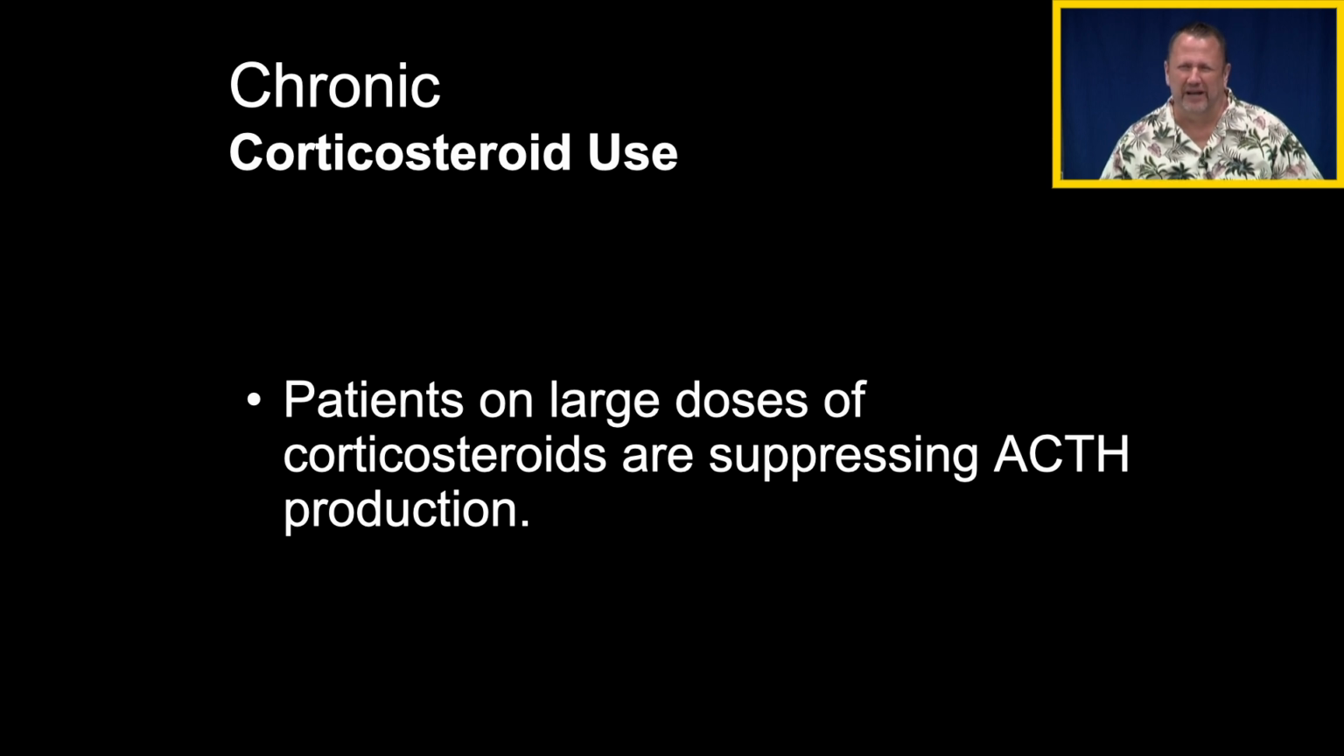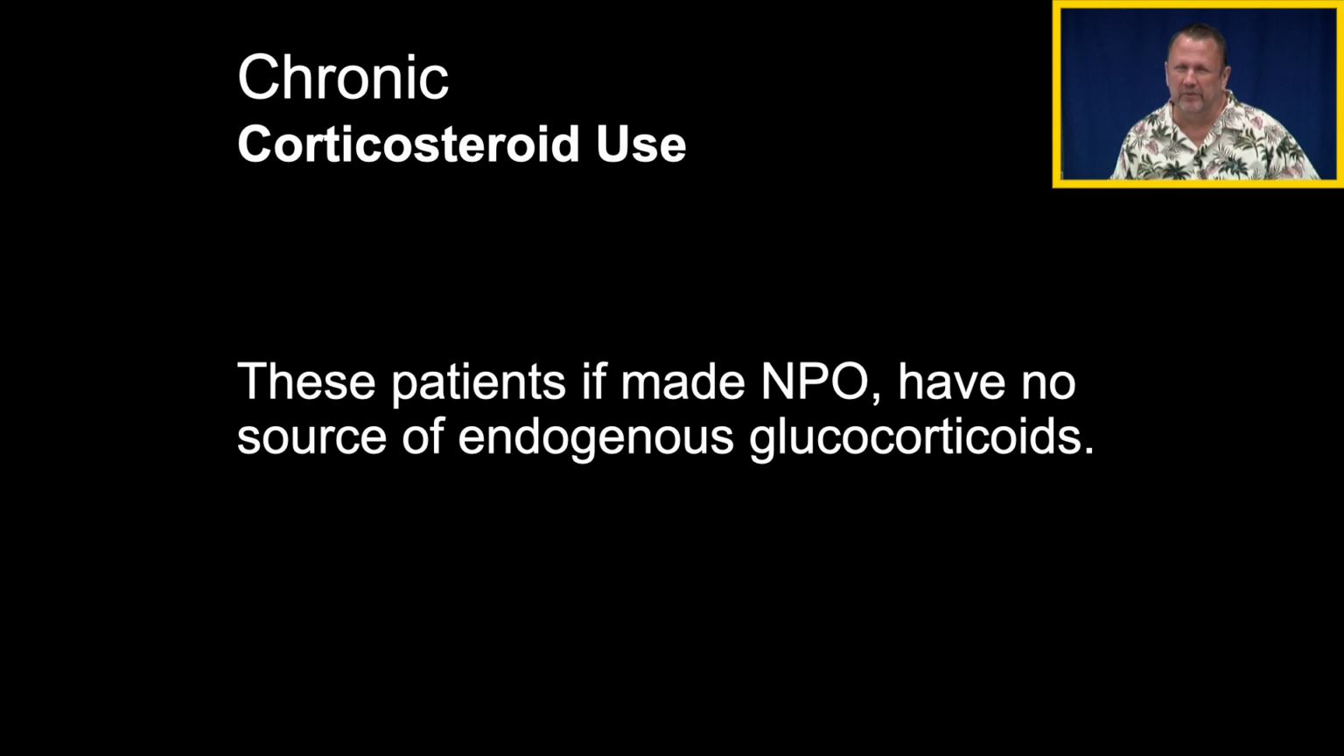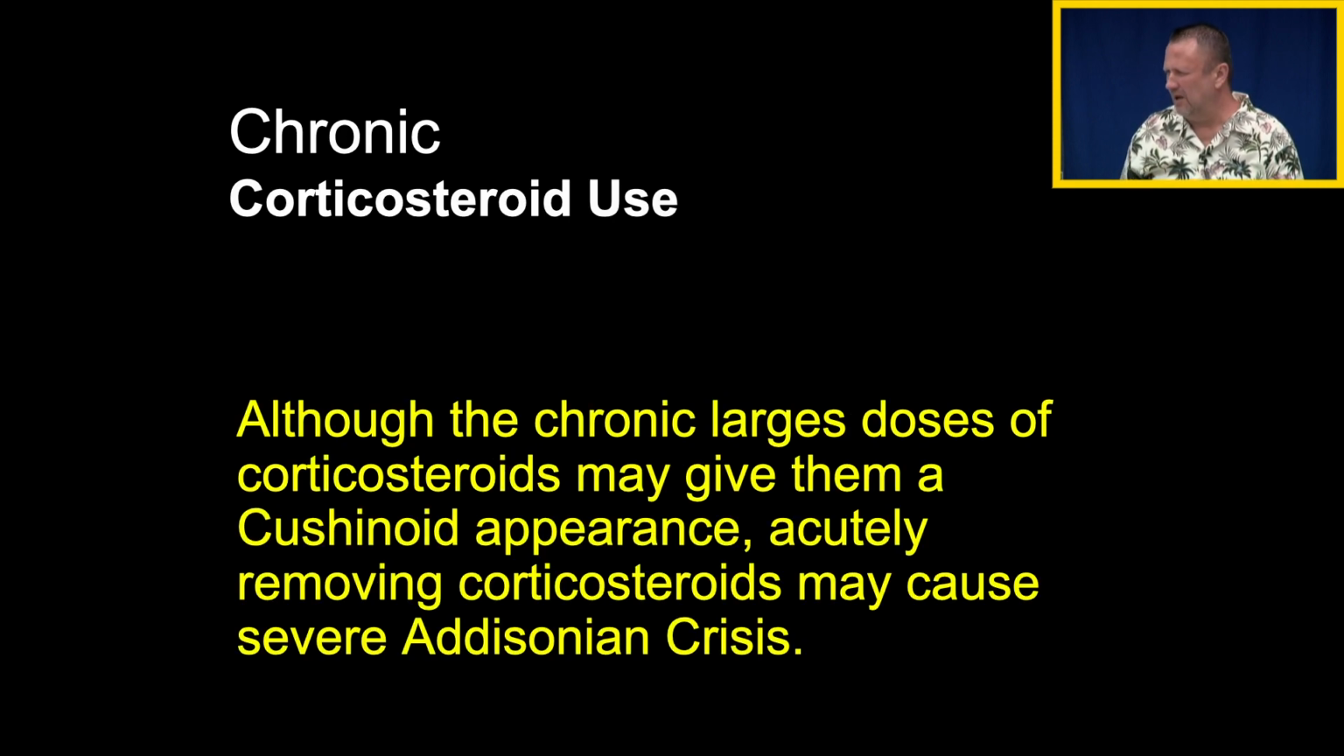So this is important to remember when patients come into the hospital who are on large doses of glucocorticoids. They're suppressing ACTH production, so they're not making endogenous cortisol because of ACTH suppression. I think I've made this point. Well, then what happens? The surgeon makes them NPO because we're getting ready to have surgery, and we want them to stop eating by mouth so that they won't aspirate during the surgery. And now they don't have any endogenous source of glucocorticoids. Even though when they are on large doses of glucocorticoids they might have this cushingoid appearance, they might look like they have Cushing's syndrome, if we remove the glucocorticoids, we can end up with a severe Addisonian crisis.